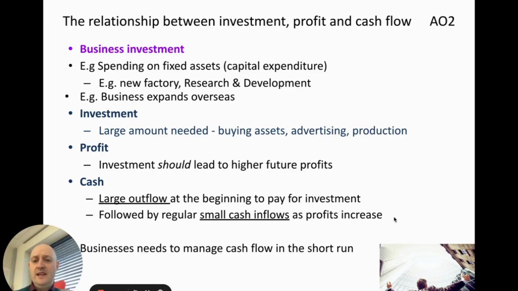So this can lead to cash flow problems in the short run because there's going to be a large outflow. So when doing those cash flow forecasts, they're going to have to actually forecast this big outflow in year one, followed by small ones coming in over time. So they'll need to either take out a loan, use retained profit, or any of those sources of finance that we covered in the previous chapter.